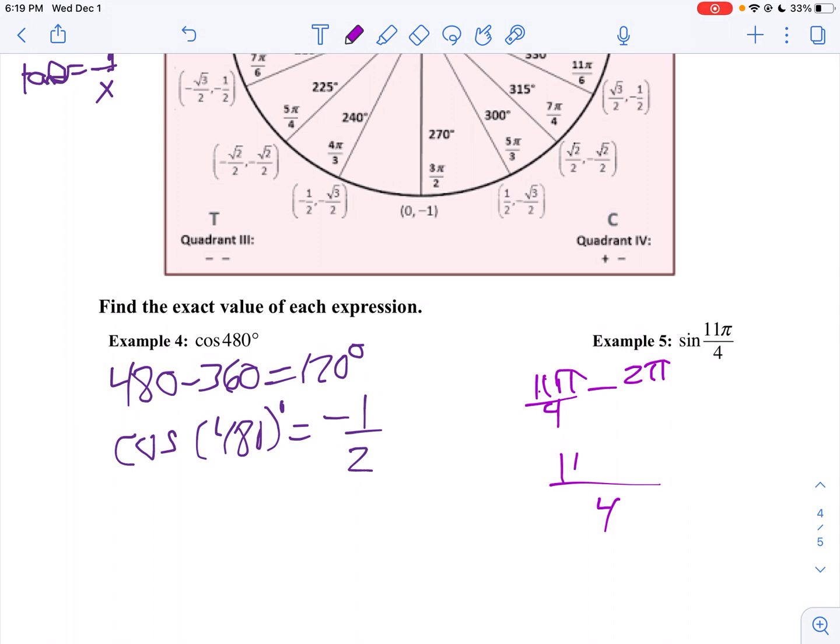So my first one doesn't change, 11 pi. And then this is over 1 right now, so I have to multiply by 4 to make my denominator 4. So it'll be minus 8 pi. So I get 3 pi over 4. In other words, the sine of 11 pi over 4 is going to be the same as the sine of 3 pi over 4.